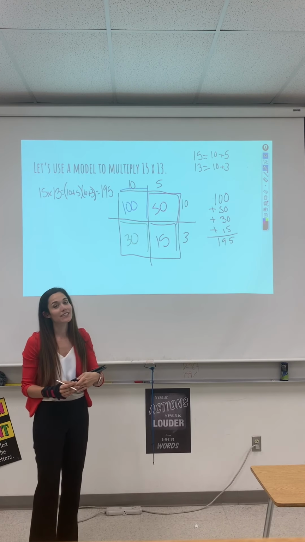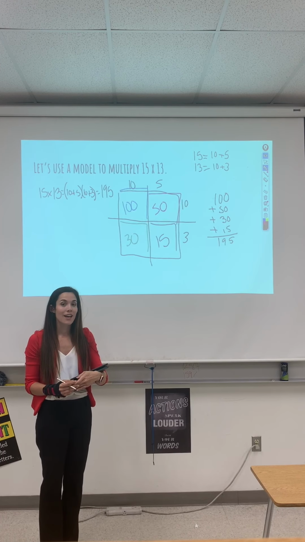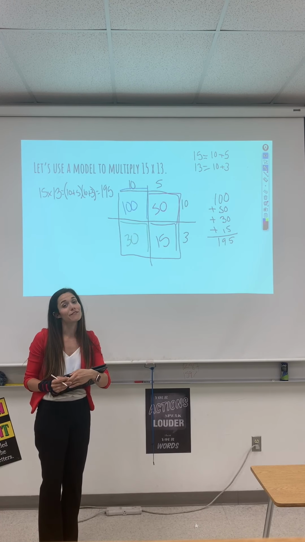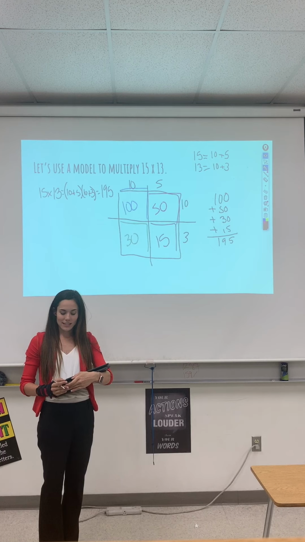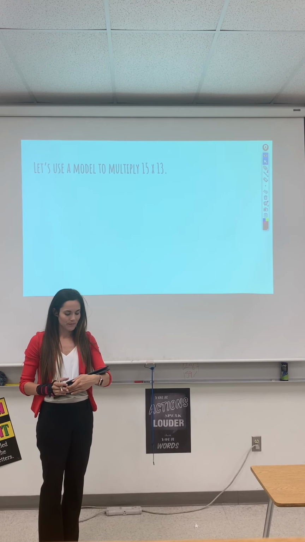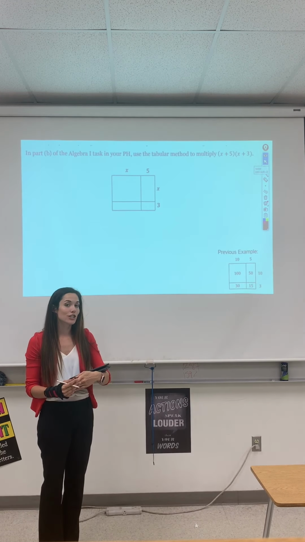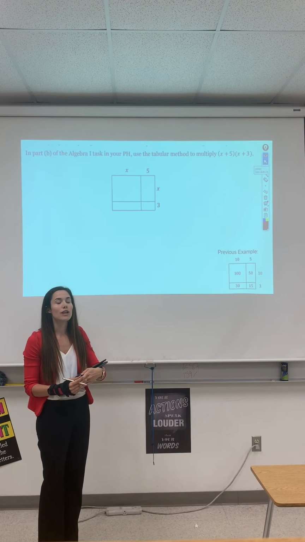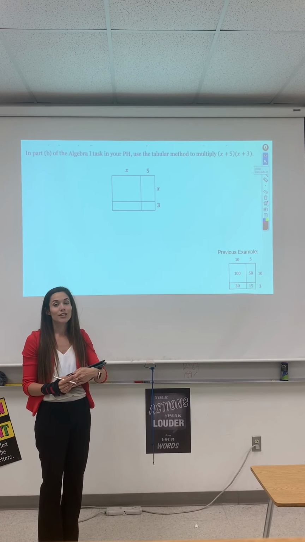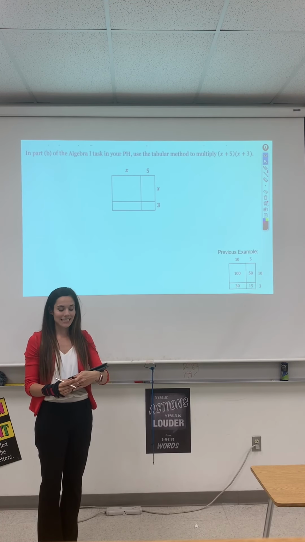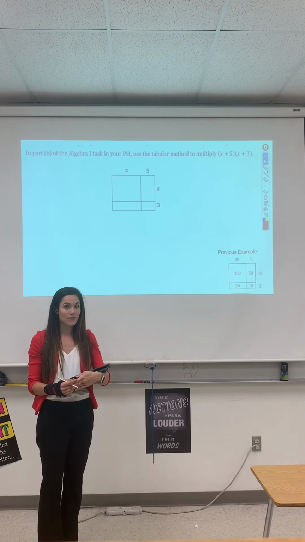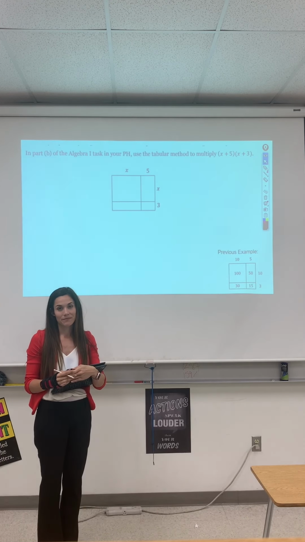This helps build the foundation of the distributive property as students move into A Story of Functions, which leads us into our Algebra 1 example. In A Story of Functions, beginning in Algebra 1, students are now asked to use a tabular method to multiply polynomials. In this example, we're going to multiply x plus 5 times x plus 3.